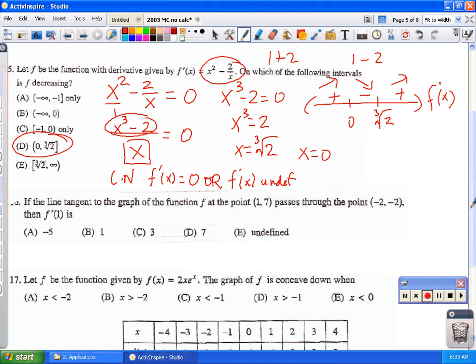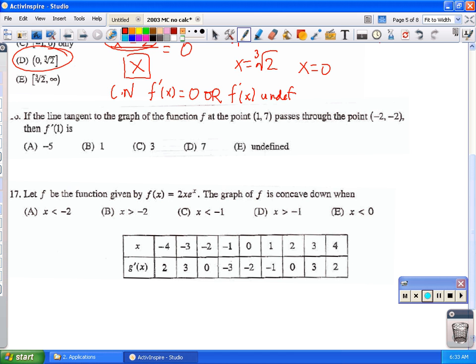Number 16, if the line tangent to the graph of f. Now this is important, ladies and gentlemen. The line is tangent to f at the point 1, 7, and that same line passes through this point. So what they've given me here is they're talking about a line, and they've given me 2 points on the line. Now what's important is that this is a tangent line, and they're asking me the derivative at 1.